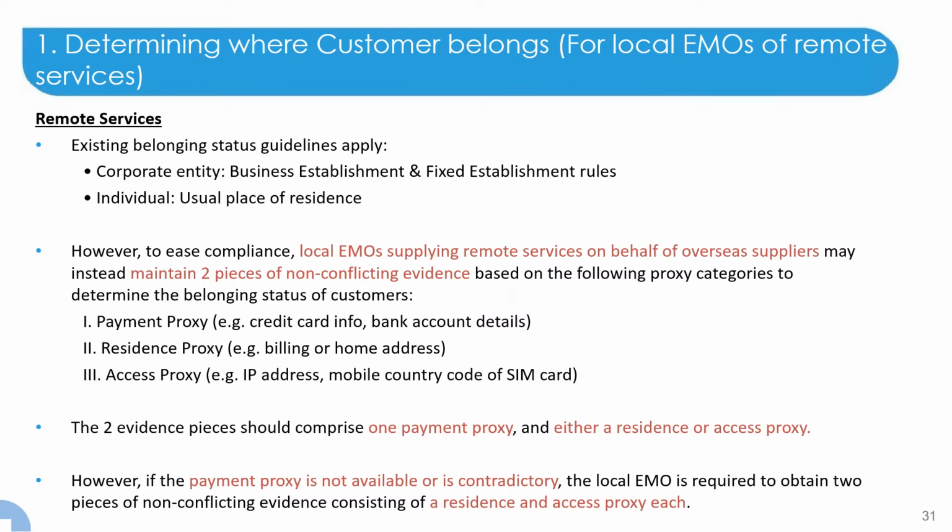1. The payment proxy. For example, credit card info and bank account details. 2. The residence proxy. For example, billing or home address. And lastly, 3. The access proxy. For example, the IP address of the customer. The two evidence pieces should comprise one payment proxy and either a residence or access proxy. However, if the payment proxy is not available or is contradictory, the local EMO is required to obtain two pieces of non-conflicting evidence consisting of a residence and access proxy each.